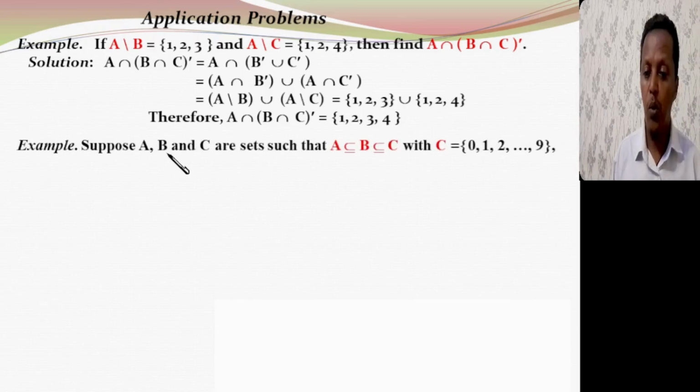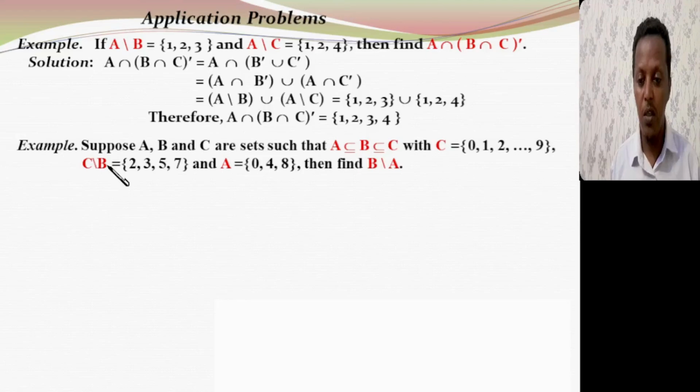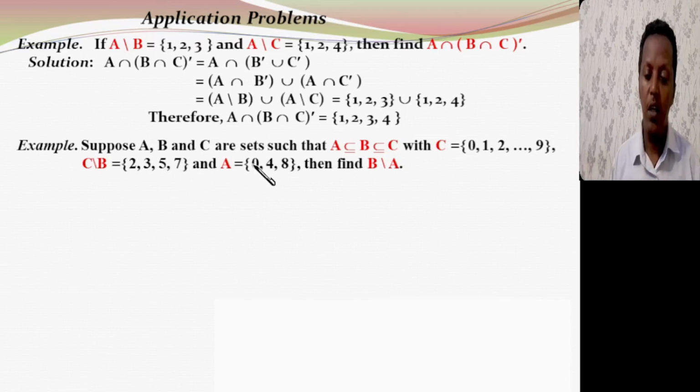Now the second problem we have: suppose A, B, C are sets. Say that A is a subset of B and B is a subset of C, with set C containing numbers 0 up to 9, and C without B, elements in C but not in B, are 2, 3, 5, 7. So these elements lie in C but not in B. Set A is given containing 0, 4, 8. Based on this information, you are required to find elements only in B but not in A.